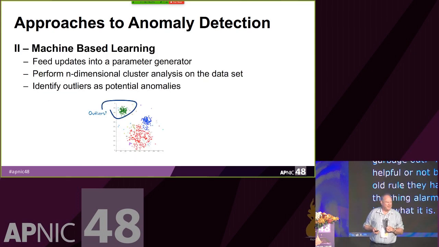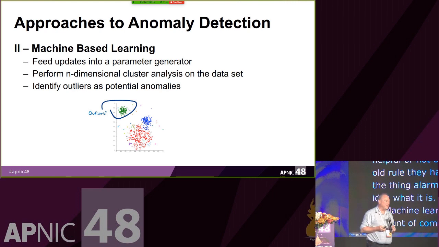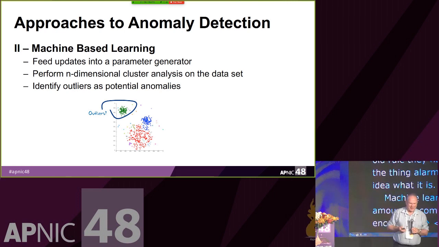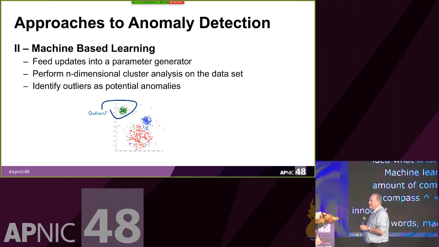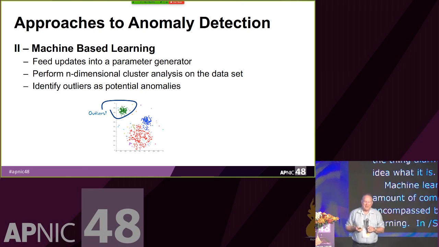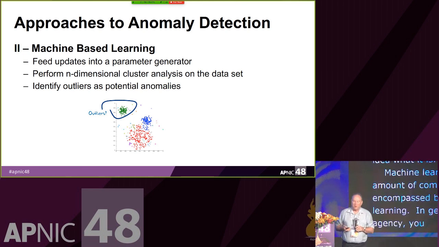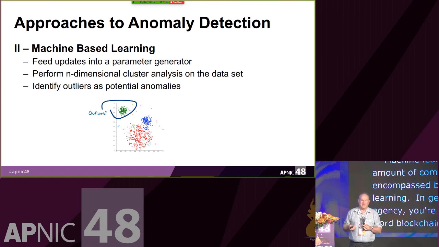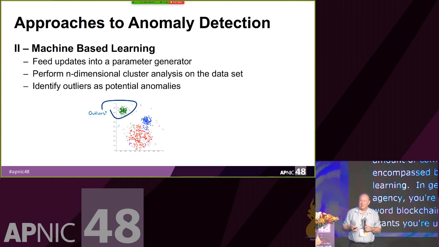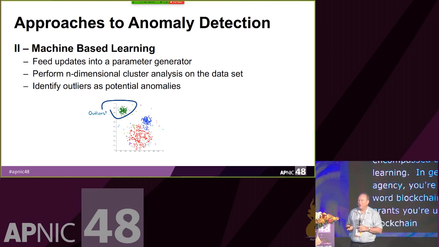Machine learning. There's a huge amount of computing sins and transgressions encompassed by those innocent two words, machine learning. And in general, if you're a research funding agency, you're used to hearing this, that, and the word blockchain. If you apply for research grants, you're used to using these words, and blockchain, because that's what gets you money. But on the whole, I'm not a big fan of this.